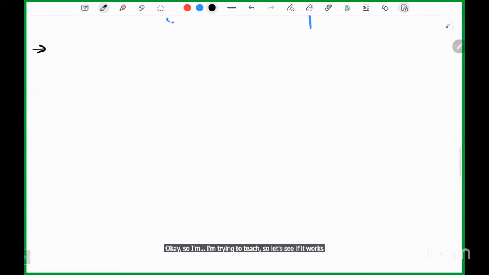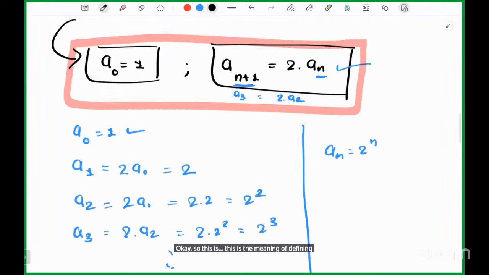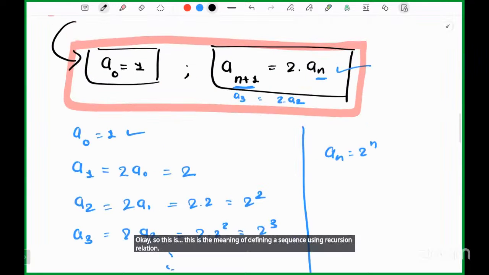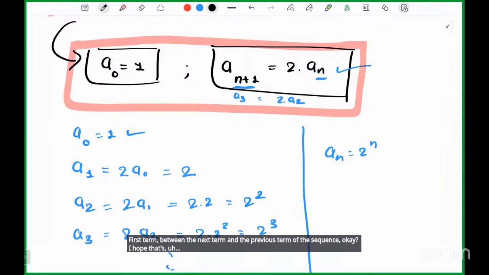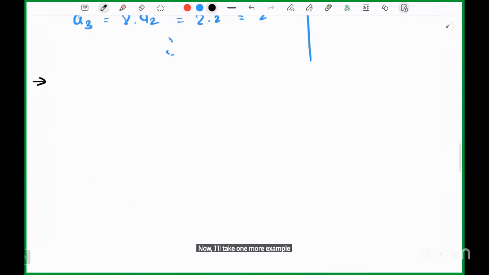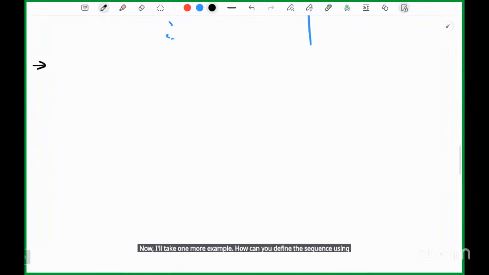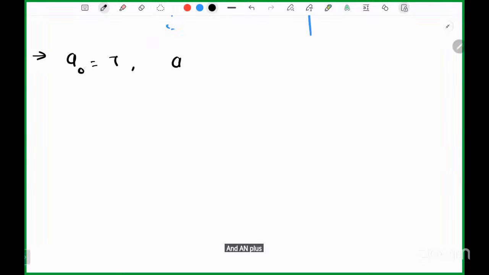Okay, so this is the meaning of defining a sequence using a recursion relation. Recursion means we have a relation between the next term and the previous term of the sequence. Now I'll take one more example. How can you define a sequence using recursion? Suppose I give you a relation like a naught is equal to 7 and a(n+1) is given by the square root of 7 plus a(n).